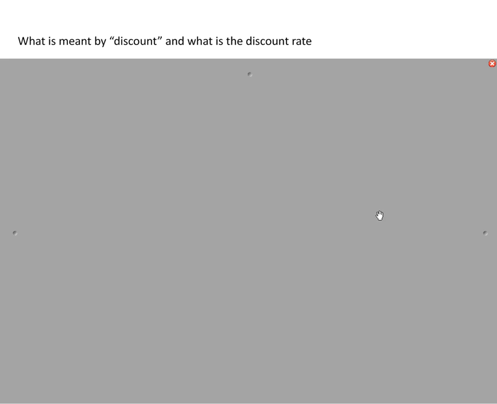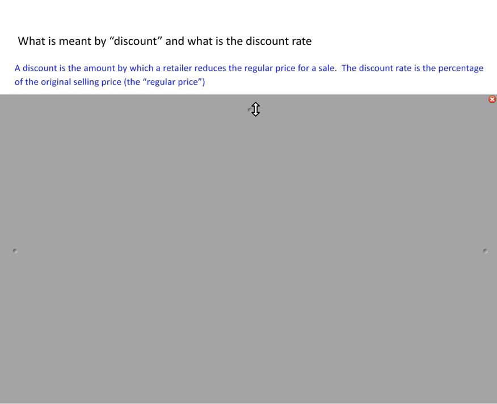So let's give a more exact definition right here. A discount is the amount by which the retailer will reduce the regular price for sale. The discount rate is the percentage of the original selling price, which we just referred to, the regular price. So we take that percentage, and that's what gets removed from the original price.